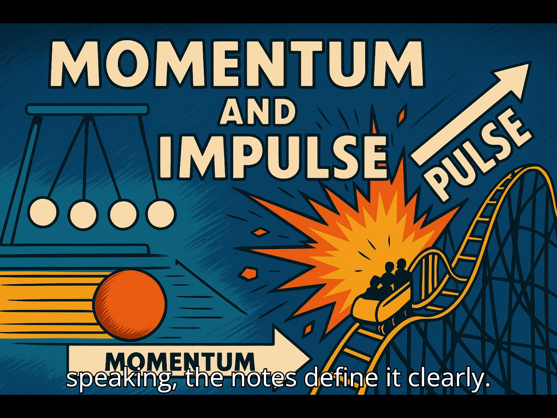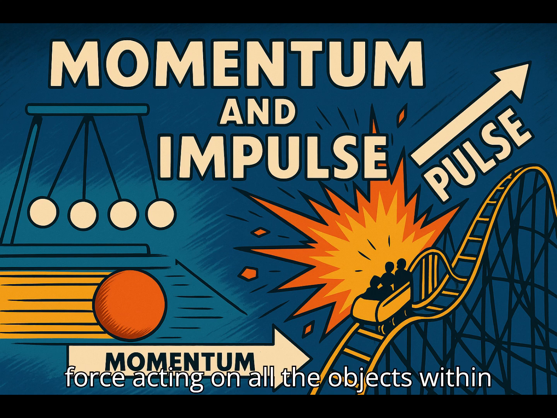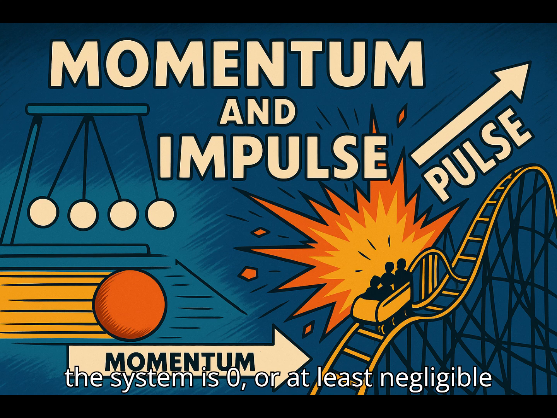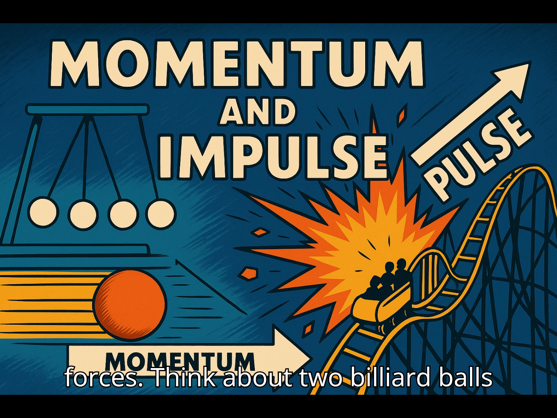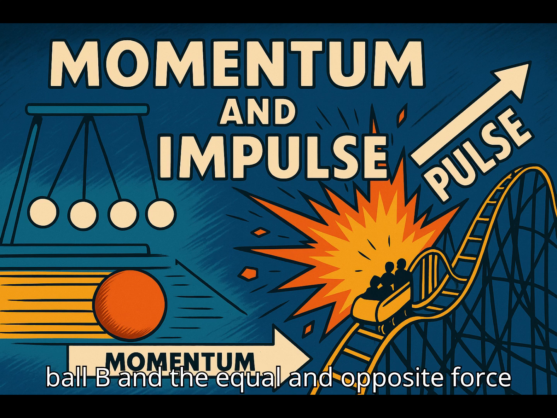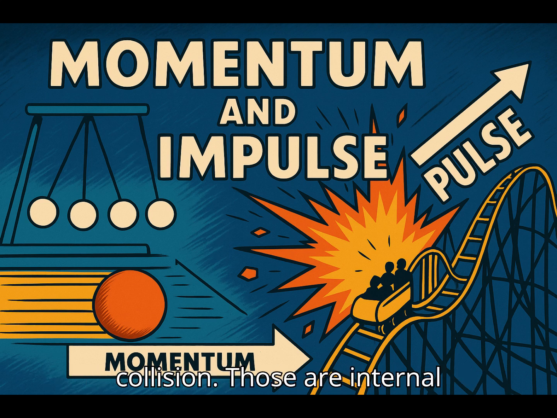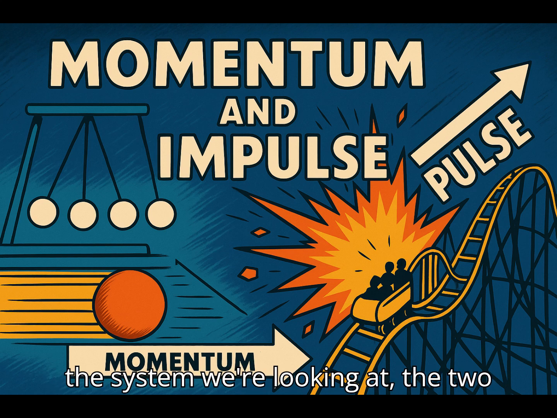The notes define it clearly. It's a system where the net external force acting on all the objects within the system is zero, or at least negligible. External force, as opposed to? Internal forces. Think about two billiard balls colliding. The force ball A exerts on ball B, and the equal and opposite force ball B exerts on ball A during the collision. Those are internal forces. They act between objects within the system we're looking at, the two balls.